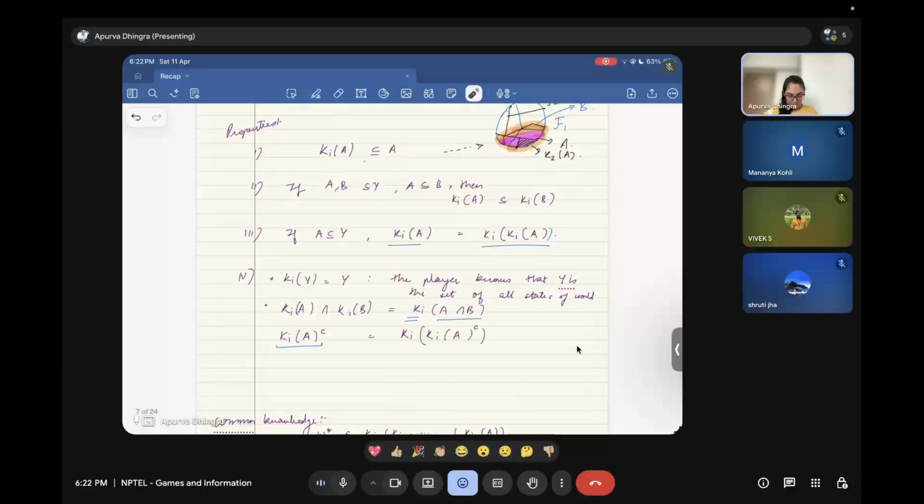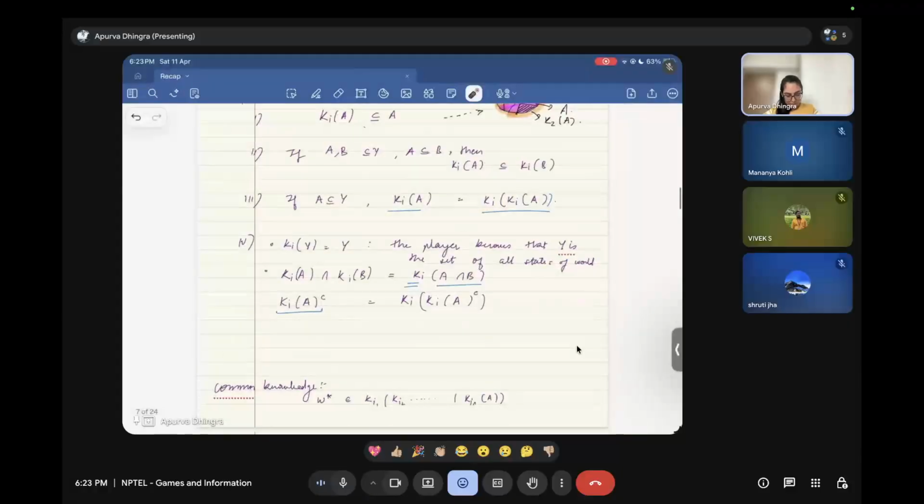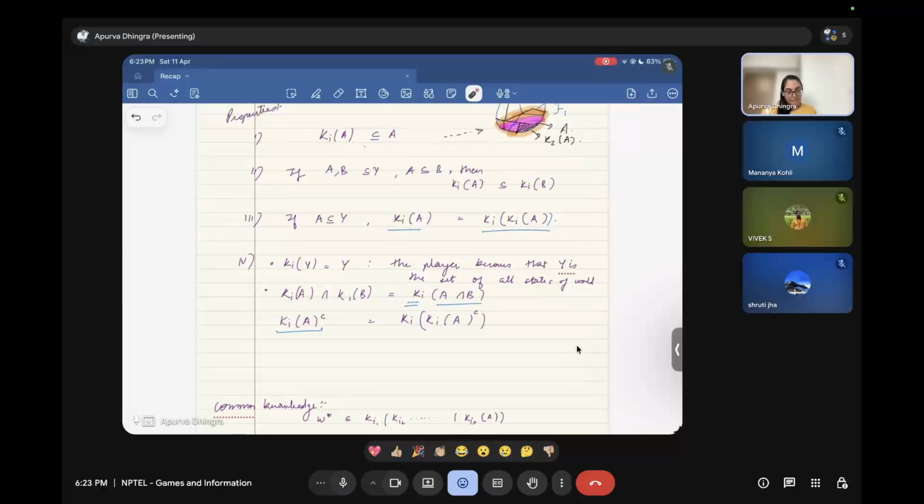Then there are a few more properties. This one says that if we take an intersection of the knowledge operator of two different events, that is the same as taking the intersection of those events first and then looking at the knowledge operator of that for a player I. And similarly, this one is a slightly tricky one, but it's still the same as this result. This is basically using property 3, but here the meaning has to be looked at very carefully.